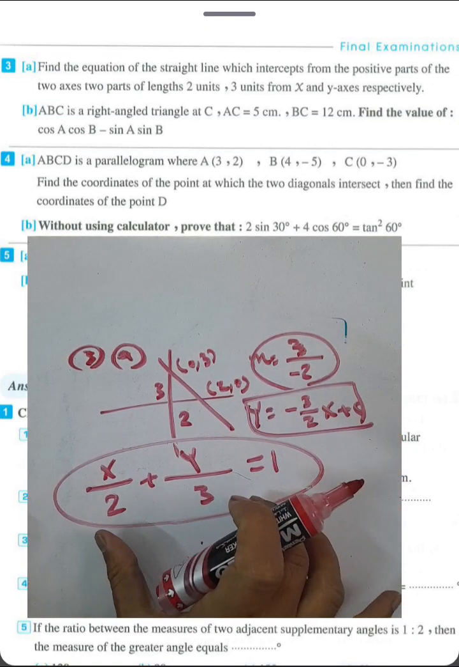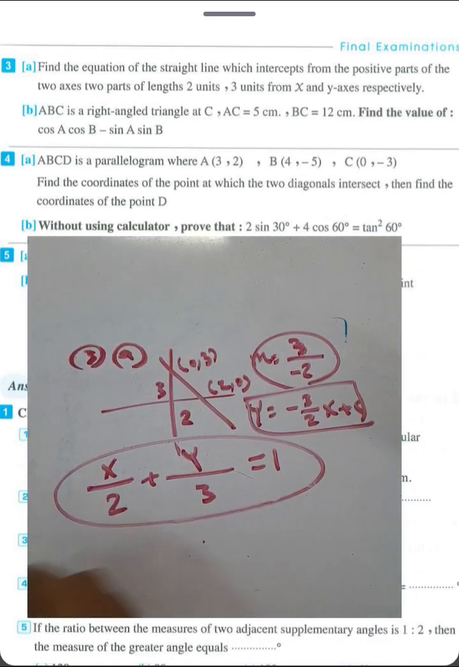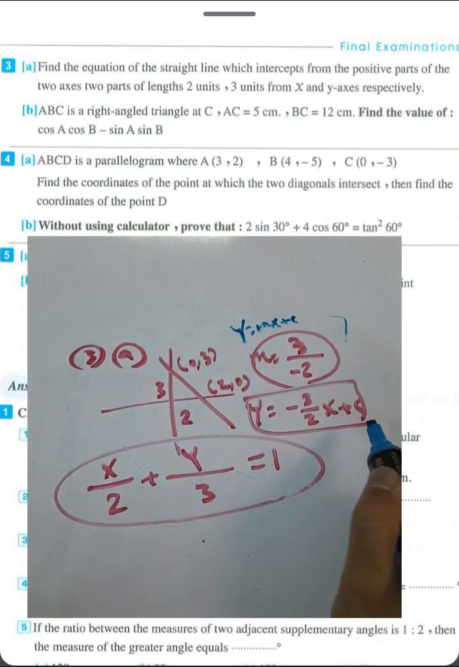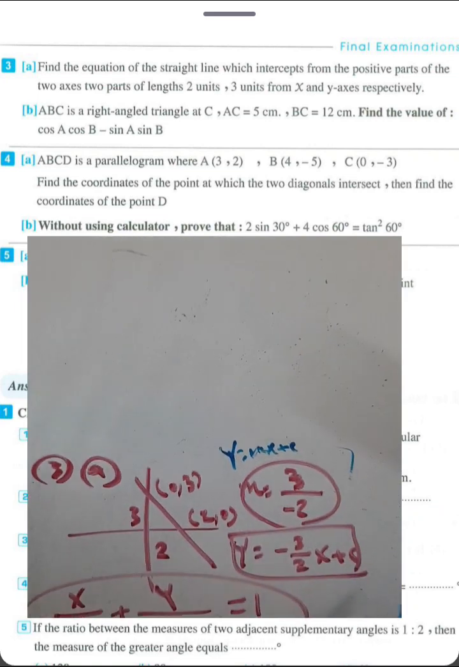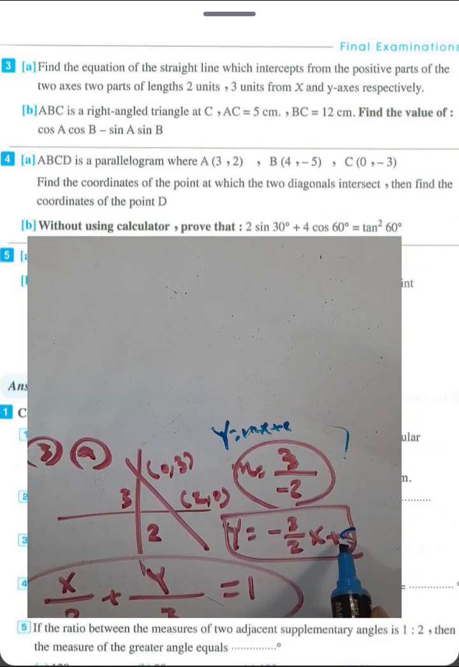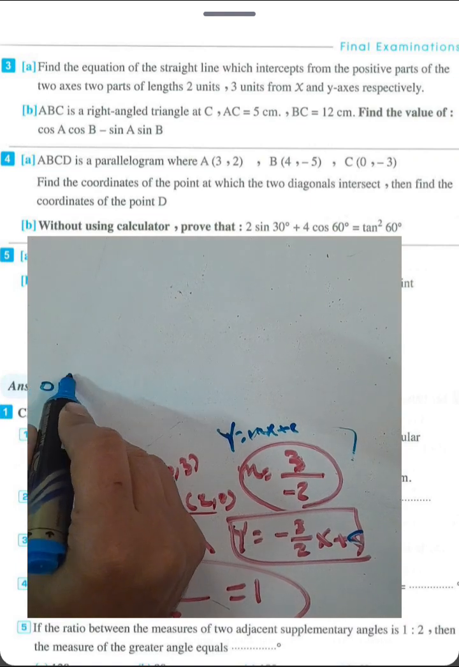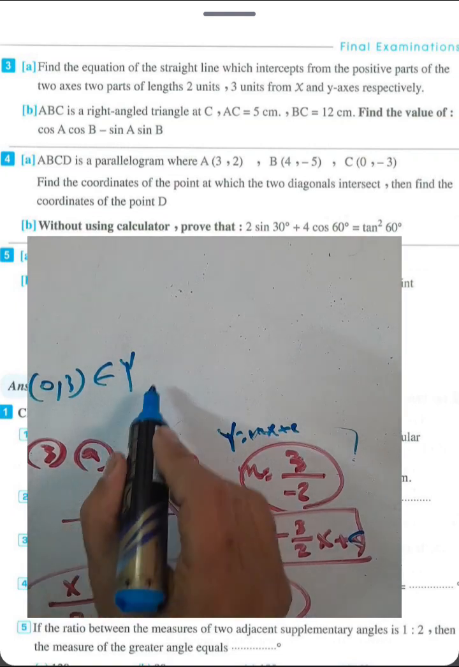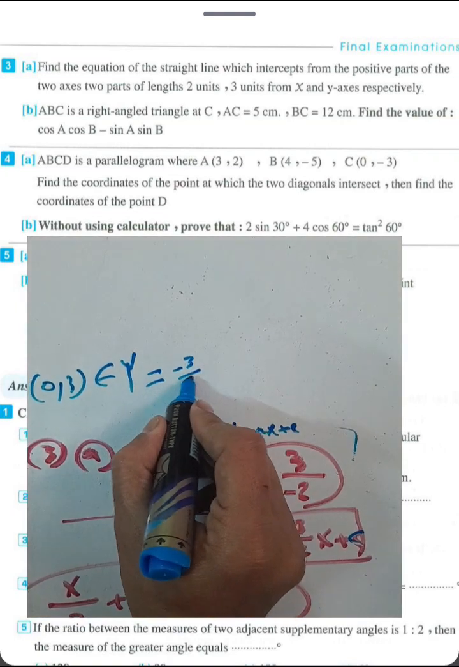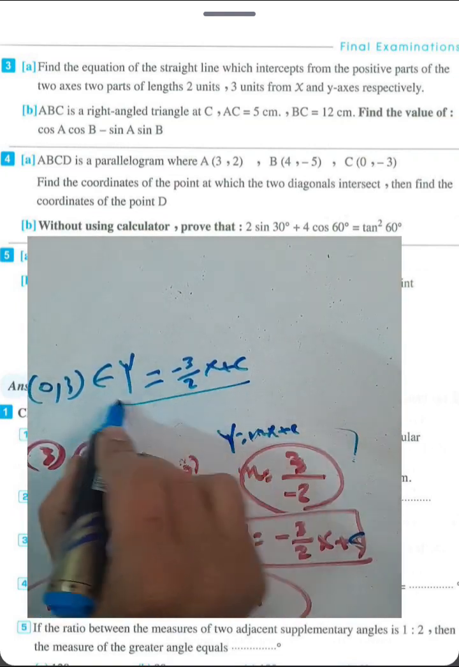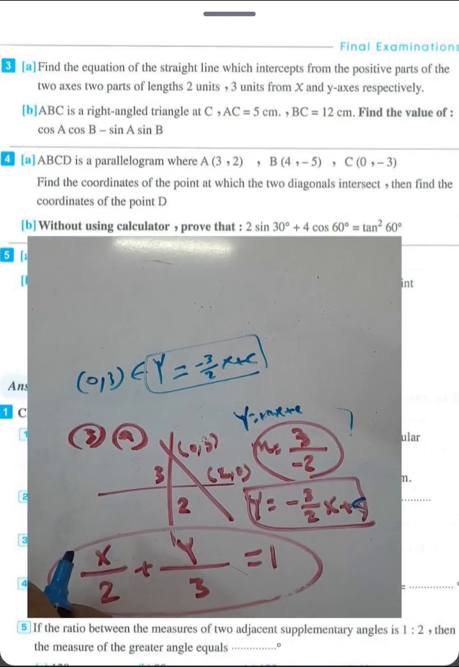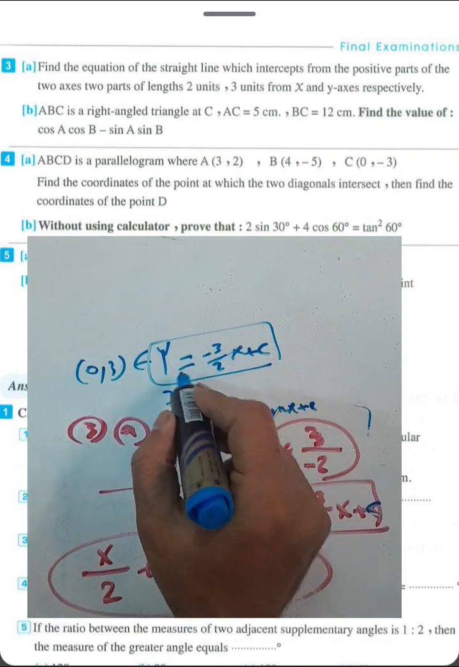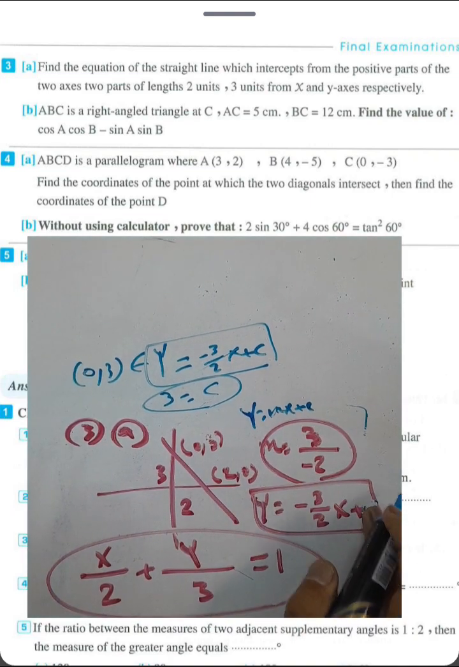You can solve it in one step here, or you can solve the example by another solution. Put y equals mx plus constant, and we have m here, so y equals negative 3 over 2x plus constant. You can put any point that falls on the straight line, such as 0 and 3. Put y equals 3 and x equals 0, then the constant will be 3.